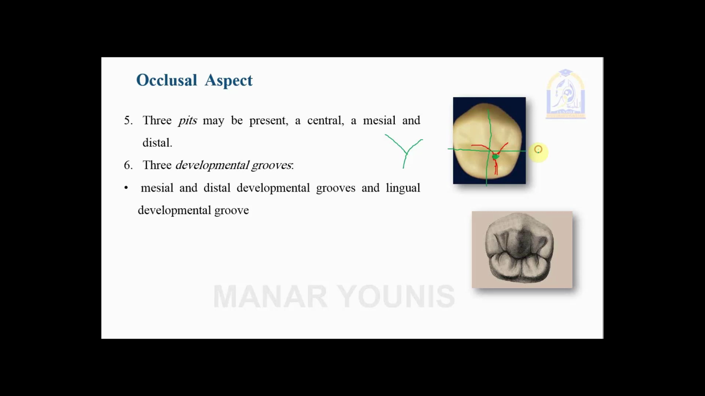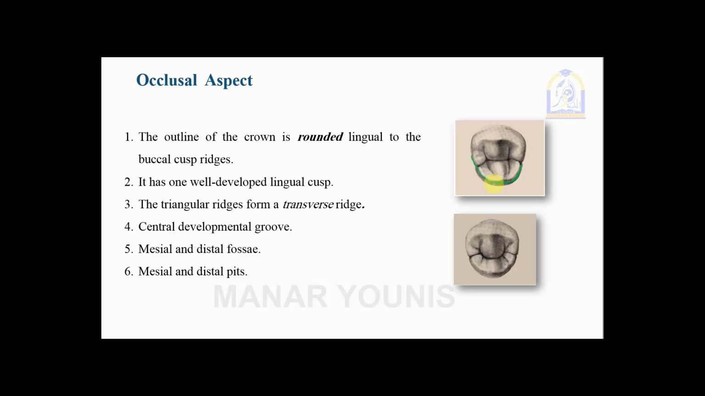However, mesiodistally it's located slightly toward the distal. So it's in the center buccolingually, but mesiodistally it's toward the distal. This is the distal, this is the mesial. Also, we have another two pits, the mesial pit and the distal pit. So there are three pits: the mesial, the distal, and this is the central pit.